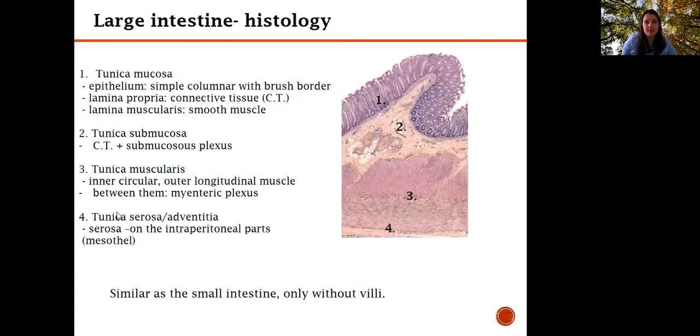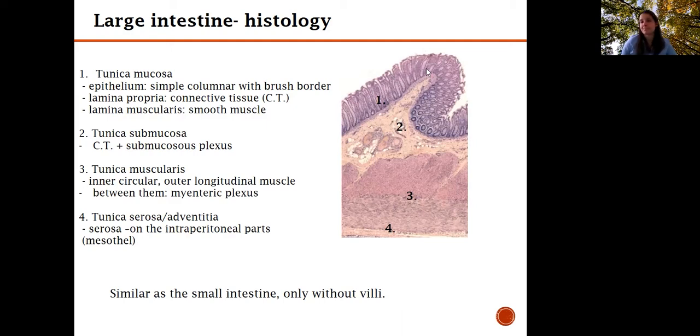And lastly, I would like to show you this picture about the histology of the large intestine. It's quite similar to the small intestine. The biggest difference is that there are no villi in the large intestine. So there are still these protrusions. These are the folds produced and elevated by the submucosal layer. But on top of the folds, we do not have any villi. We only have the surface epithelium and some glands.